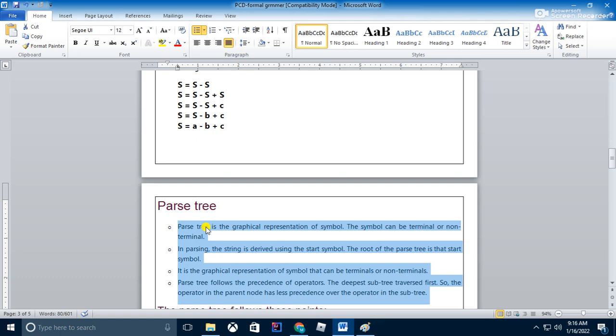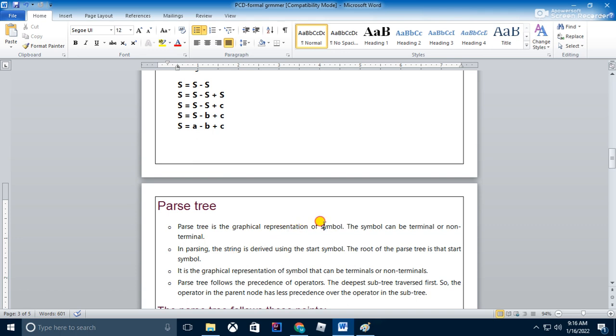So parse tree is a graphical representation of symbols. Symbols can be terminal and non-terminals. So it is a graphical representation. Basically a parse tree is nothing but a graphical representation of symbols. Symbols can be terminal and non-terminals.